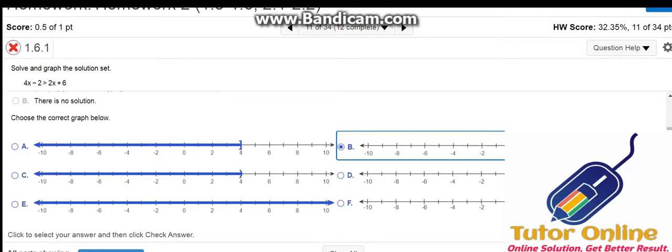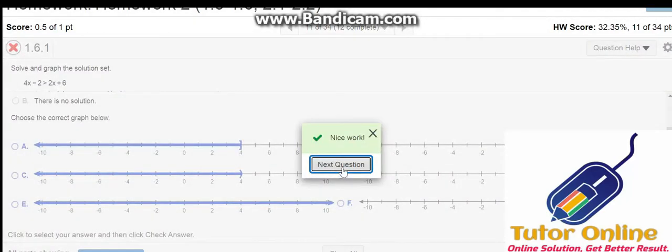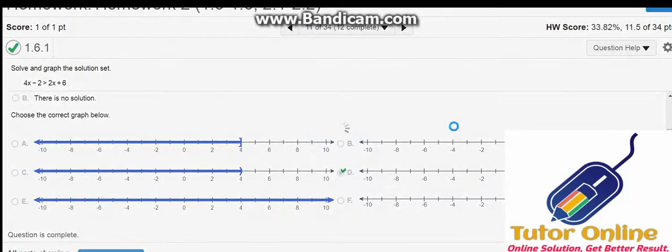So is 4 included or not? x is greater than 4, so it will be B or D. B denotes the bracket that shows 4 is included in the graph, while D shows 4 is not included. So x is greater than 4 after solution, it will become our answer. Yeah, nice work. So we will proceed to our next question.